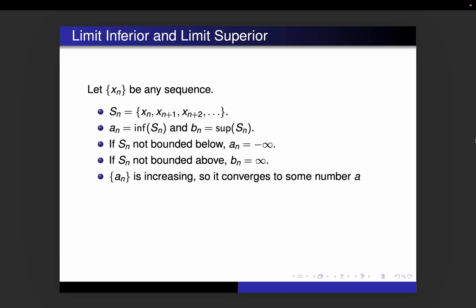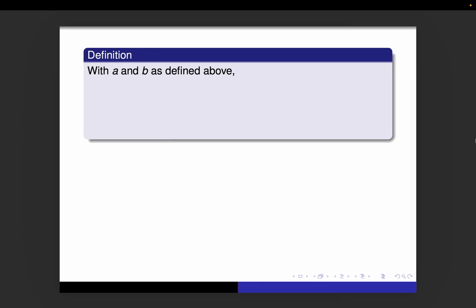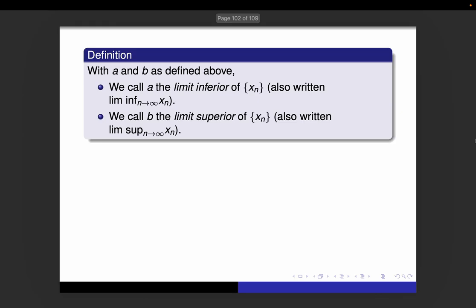An is increasing, so it converges to some number A, or if it's not bounded above, we just say A equals infinity. And then Bn is decreasing, so it converges to some number B, but again, if it's not bounded below, we just say B is negative infinity. And with A and B defined as above, we call A the limit inferior of xn, also written lim inf as n goes to infinity of xn, and B is the limit superior, also written lim sup as n goes to infinity of xn.